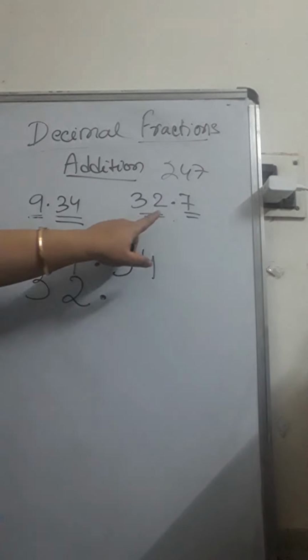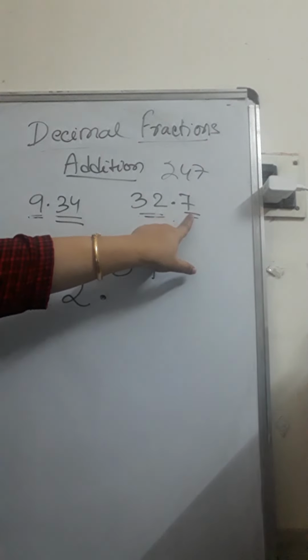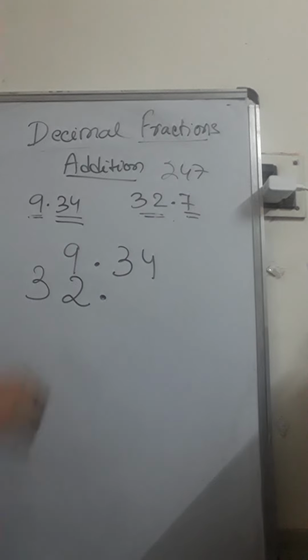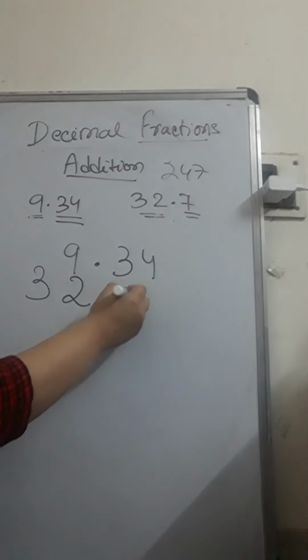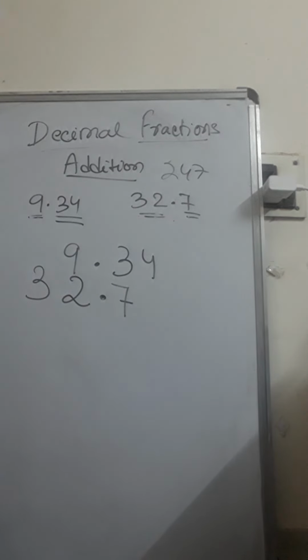Now after the point, 32.7, you have 0.7. The place value of 0.7 is the same as 0.3, so it should be written over here. Now you need to add. Now what is the last step that you will do? The vacant places you will be filling up with zeros.